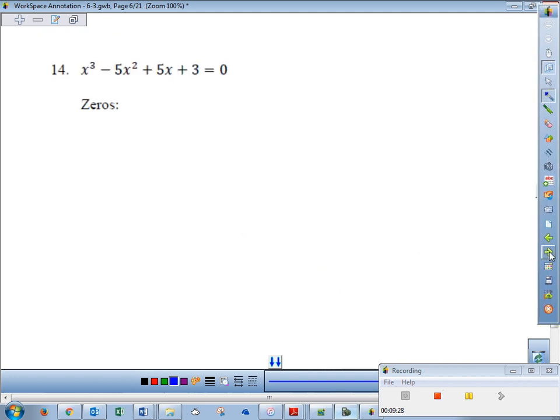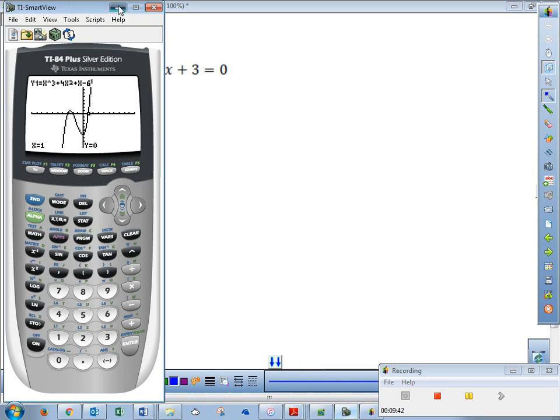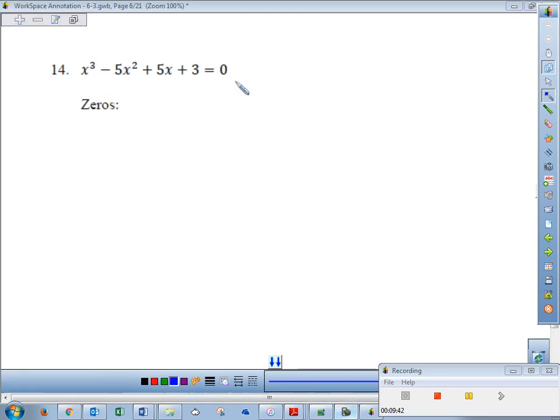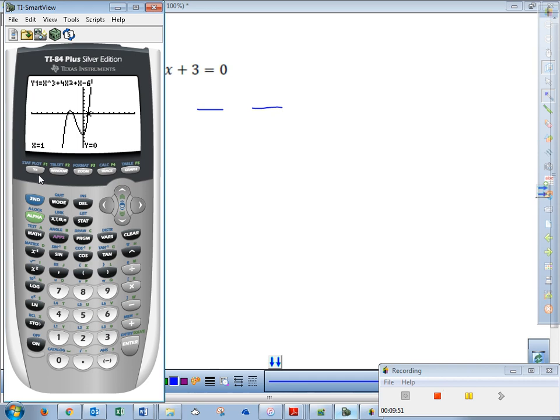Cool. Let's jump to 14, which is the next problem, and let's graph it. First of all, how many zeros are possible? There are how many? 3. Whatever degree you are, that's how many zeros there are. So let's graph it.